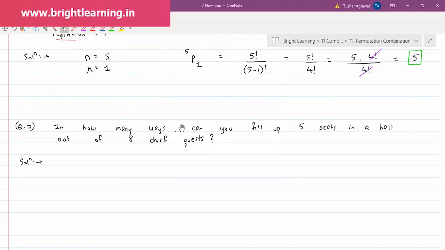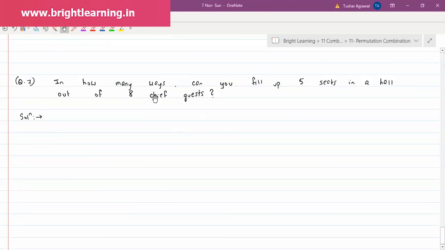So, how many ways can you fill up 5 seats in a hall out of 8 chief guests? 5 seats are there: 1, 2, 3, 4, 5. And I have 8 chief guests. Obviously, the 8 chief guests are all distinct. There is no cloning process up till now. So I have 8 different objects, and I have to fill up 5 places out of them. If I am picking a few out of many objects and filling them up, isn't it simply a question of nPr? N equals 8 distinct objects, R equals 5 positions.